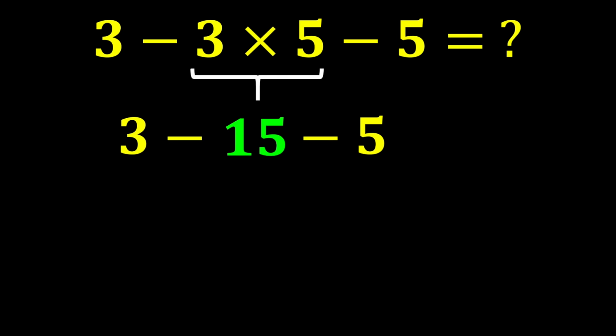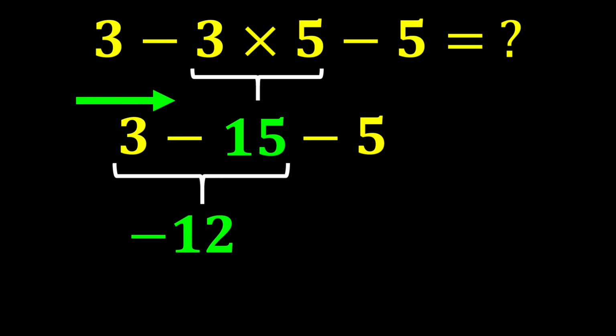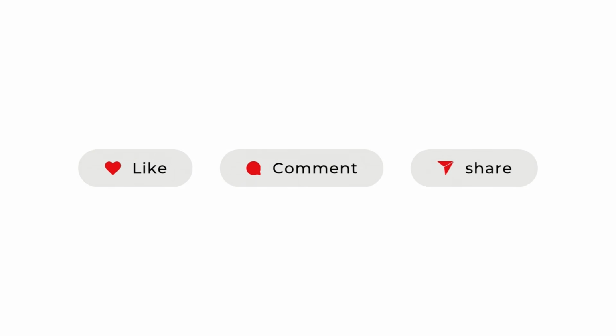In this expression, two subtractions are present and they have equal priority, so according to PEMDAS we move from left to right and perform the subtractions in order. 3 minus 15 gives us negative 12, and negative 12 minus 5 gives us negative 17, which is our final answer.